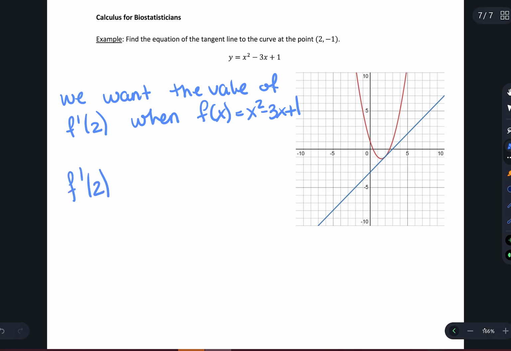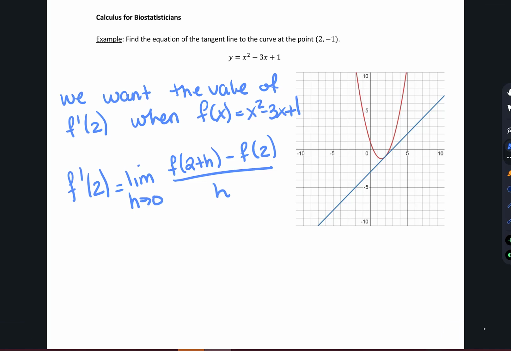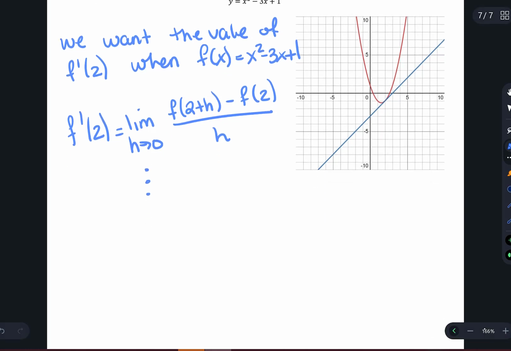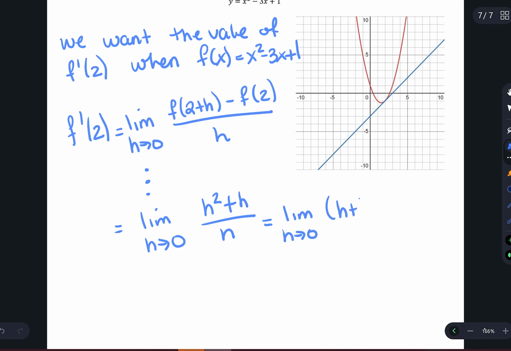So we know that f prime at 2 is equal to the limit as h approaches 0 of f of 2 plus h minus f of 2 divided by h. So again, I'm just writing down directly from that definition of the derivative. And now I'm not going to do it here, but you can show it on your own, that this limit is equal to h squared plus h over h, which is equal to the limit as h approaches 0 of h plus 1, which is equal to 1.